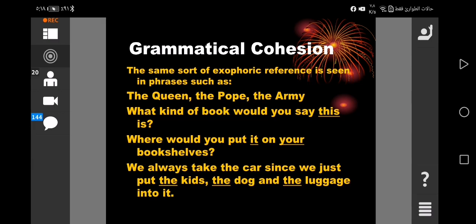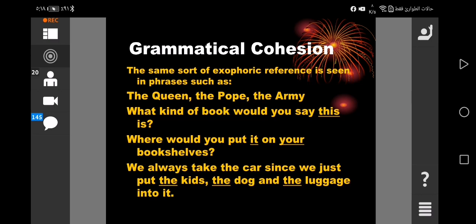Right? Take the final example. We always take the car since we just put the kids, the dog, and the luggage into it. Again, notice that you use the car, the kids, the dog, the luggage. Why? Because you already know what these nouns refer to. Well, the car refers to our car. The kids, our kids. Our dog, our luggage.